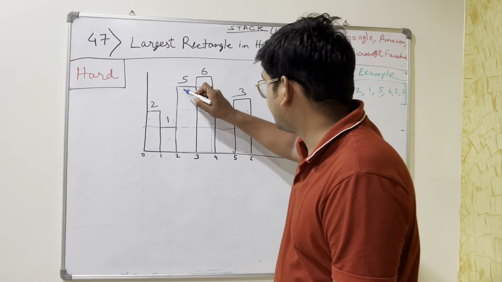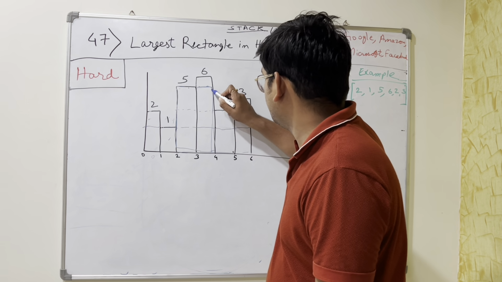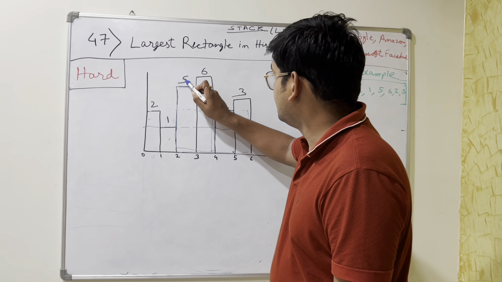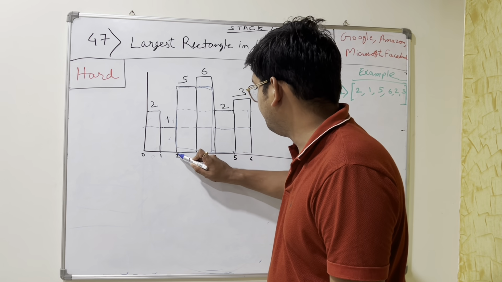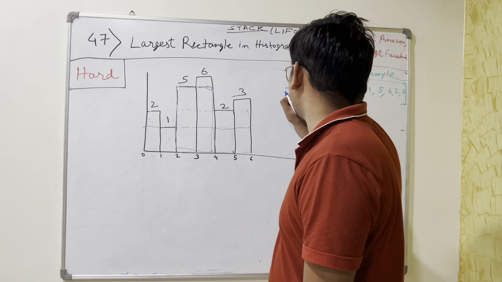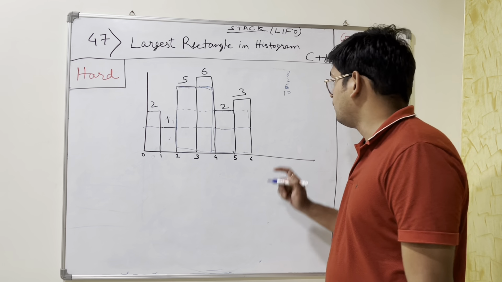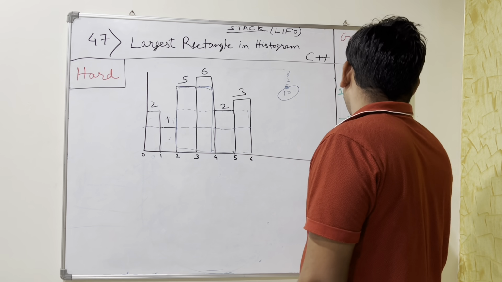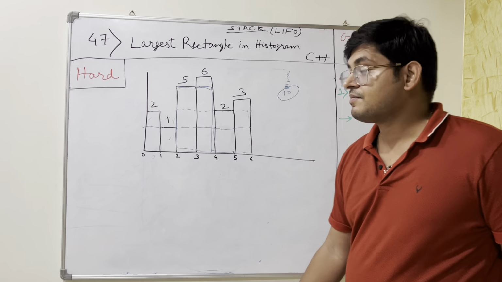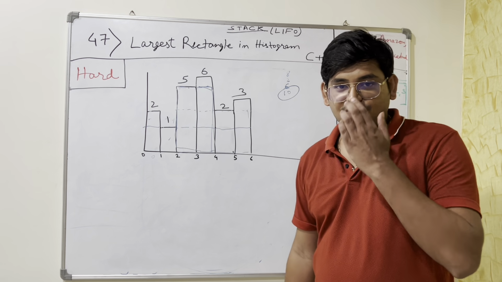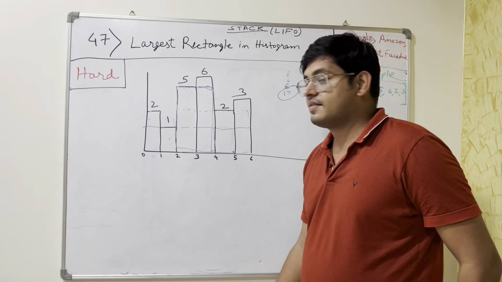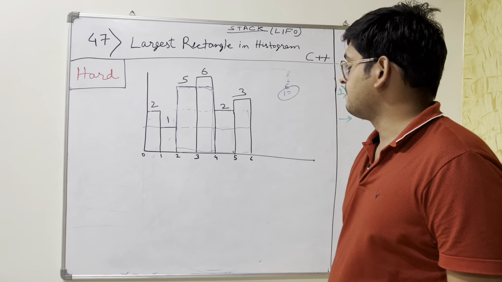If I take this rectangle, here this rectangle's height is 5 and the width is 2. So 5 into 2, 10. So this is the rectangle whose area is the most. So we need to return this 10. So 10 is our answer, right? Now how do we find this? What is the approach? What is the intuition? How can we solve this problem?